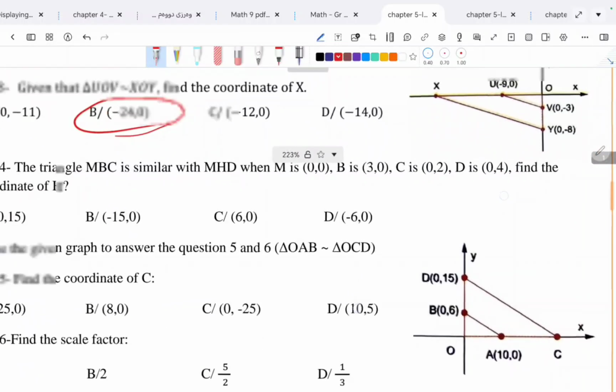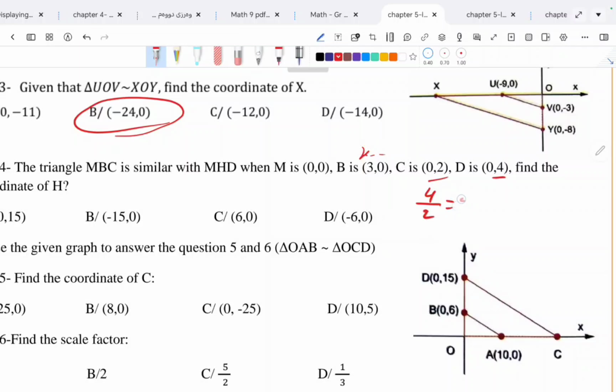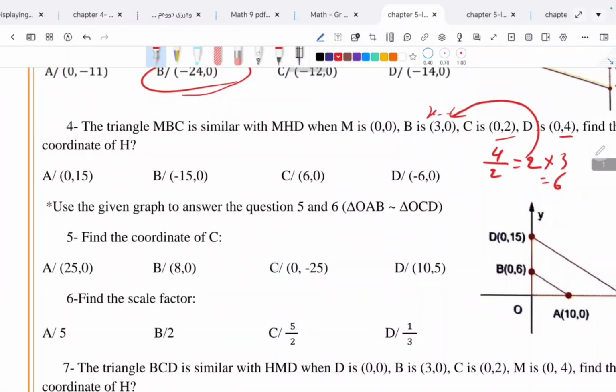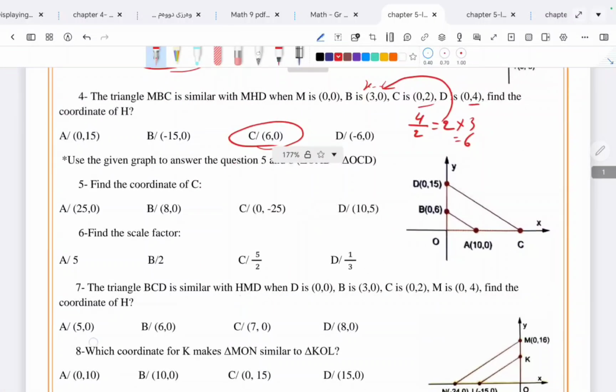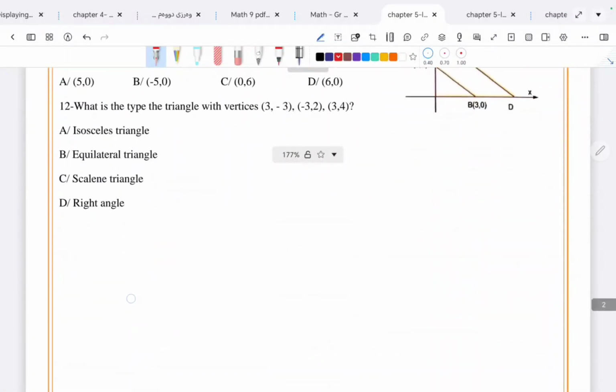The other one, again, this is x-axis. Y-axis, y-axis. Find the scale factor, which is 4 out of 2, equal to 2. Then multiply with the number that you have on x-axis. 2 times 3 equals 6. Let's see which one is 6, 0. Here it is. C is the correct answer. And all the questions are like the same.